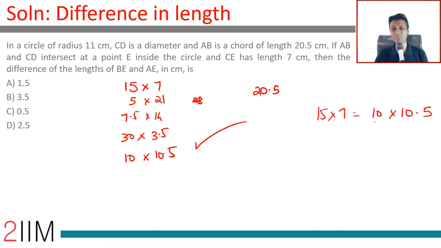We're just juggling it around and then trying to see where it works. 15 into 7 is 105, which is 10.5 into 10, adding up to 20.5. So AE and BE are 10 and 10.5. The difference between these two is 0.5.